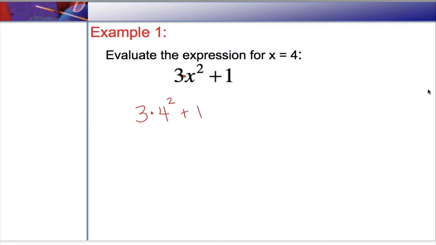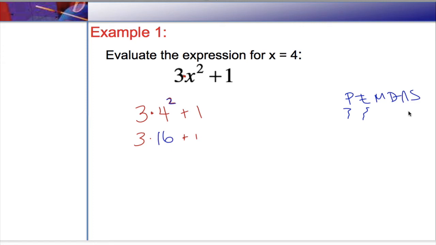So thinking about our order of operations, PEMDAS, we don't have any parentheses, so we're good there. We do have an exponent, so let's evaluate that exponent next. My exponent is 2, so I want to first evaluate 4 squared. 4 squared is 16. And then remember, we were multiplying that times 3 and then adding 1.